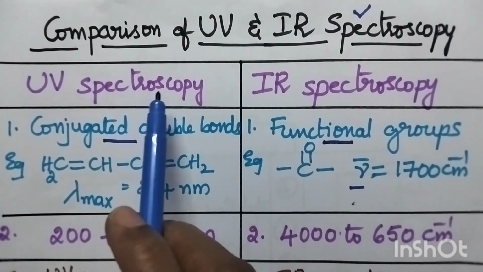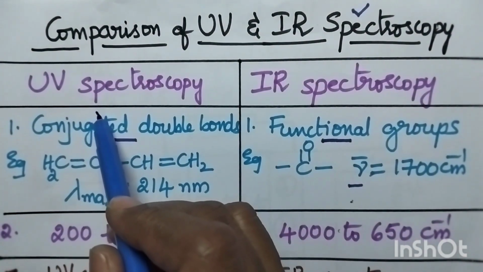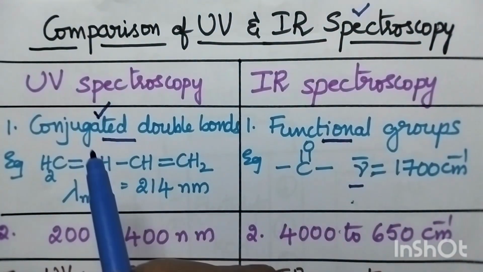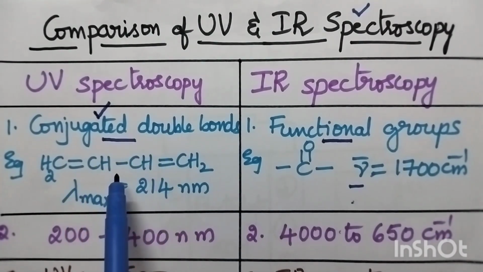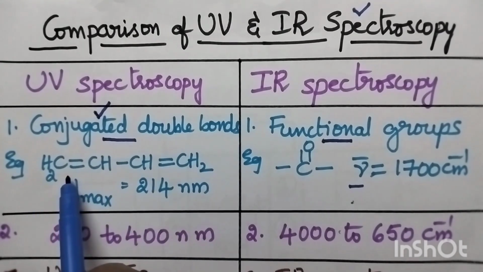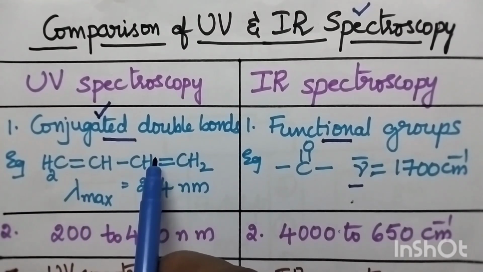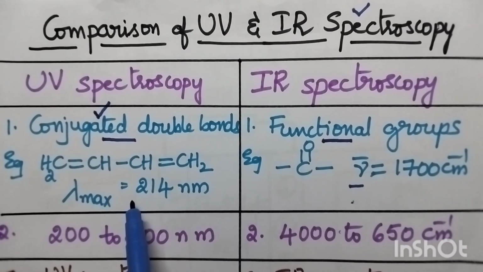So coming to the UV spectroscopy, it is highly useful for the identification of conjugated double bonds. Conjugated double bond means the double bonds should be present in the alternative position. So for example, when we consider 1,3-butadiene, here the lambda maximum is observed at 214 nanometers.